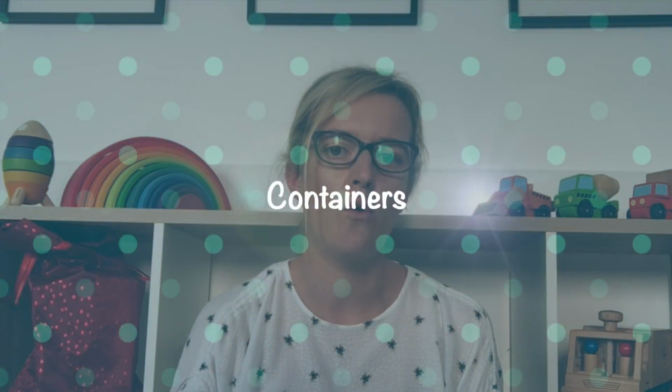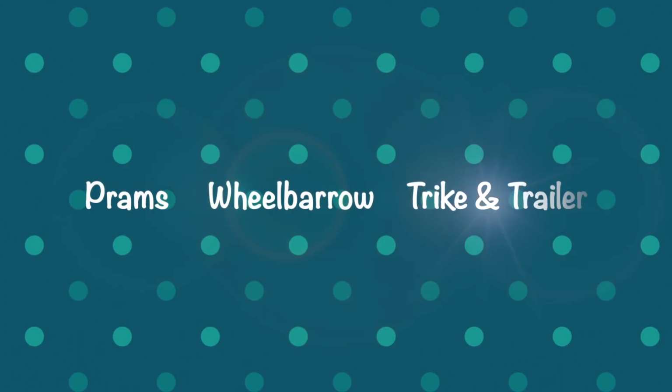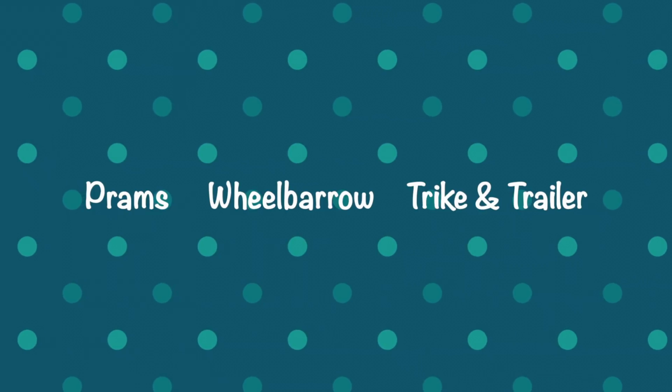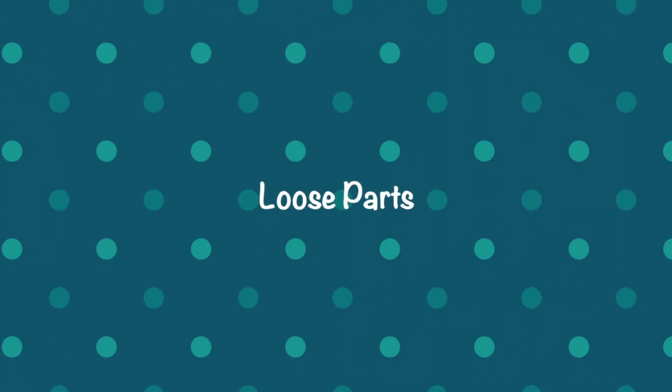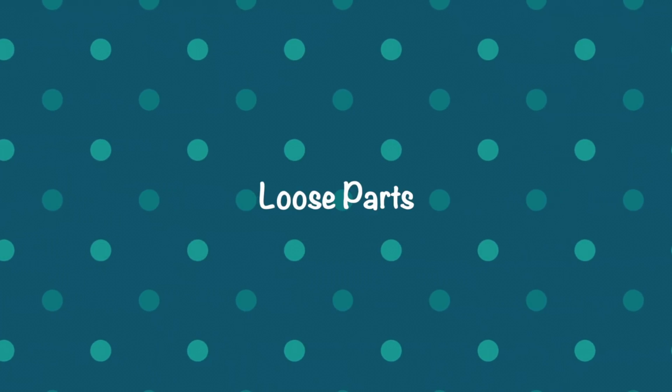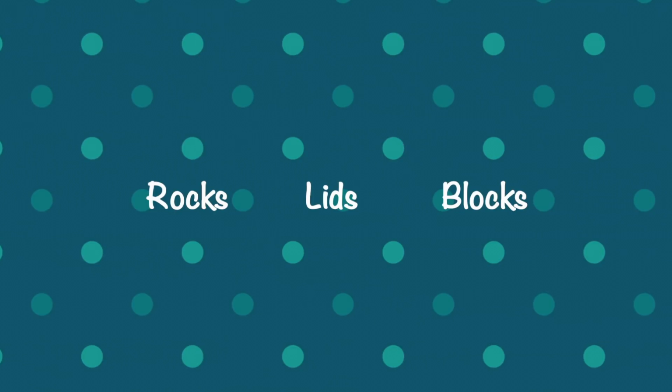So things that are essential to have available if your child is in the transporting schema is a range of those containers, or toys, prams, wheelbarrows, bikes, trikes, to move objects. Having all those loose parts to physically move, buckets and containers, dump trucks, trailers, and obviously the loose parts.